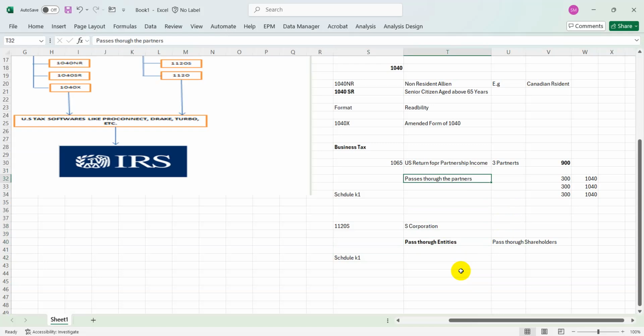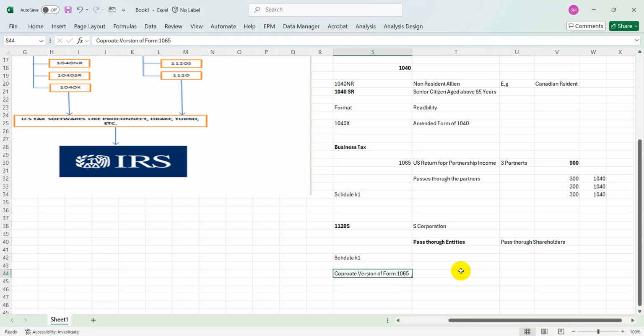Now, an easier way to define this form is that it is basically the corporate version of Form 1065. Corporate version of Form 1065.